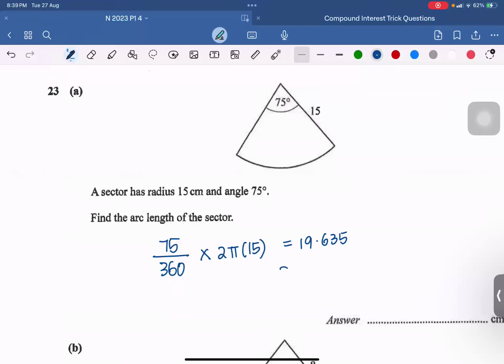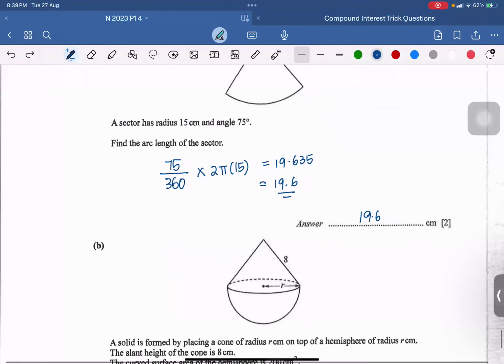Okay, then be careful. Sometimes the question says leave your answer in terms of pi. When you want to leave your answer in terms of pi, you calculate all the numbers and leave out the pi. Then you put it as a fraction something pi. Okay, so if not, then you just round it off to 3 sig figs.